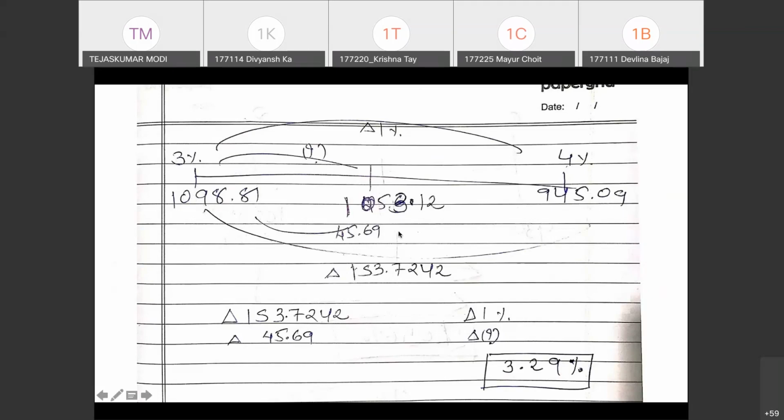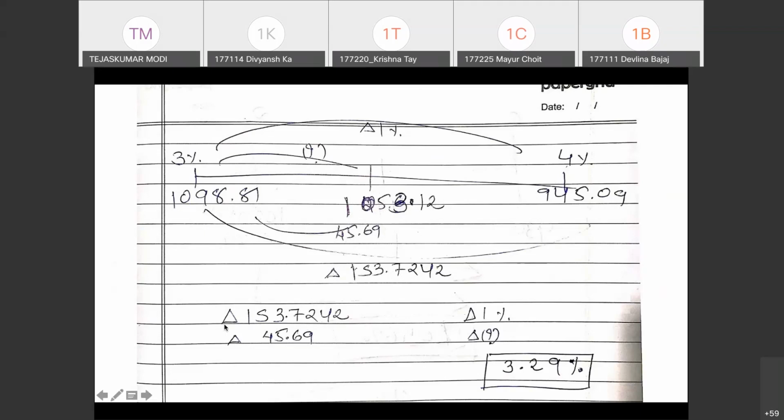But I only had to go up to here. I need the answer here. So I am looking for the discount rate somewhere here. So how much change is there in the present value? 45.69. So I'm going to frame it like this. For the change of 1%, the change in present value is 153.7242.